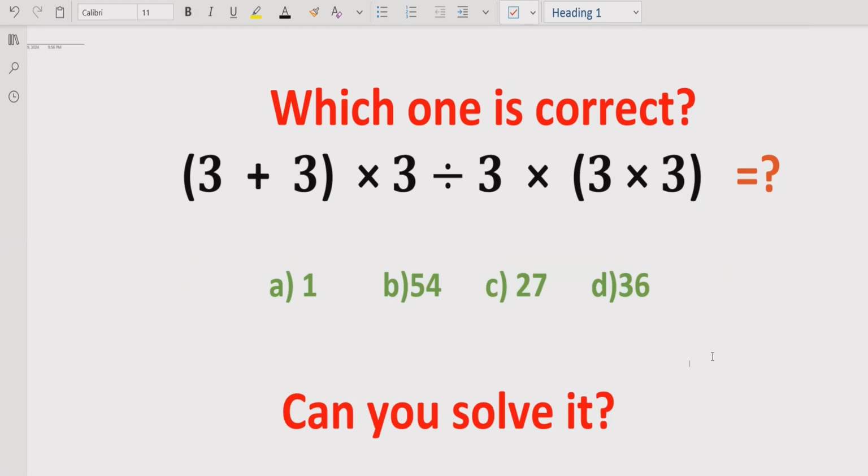Here we have four answers in the answer list. So we have to solve and find out which answer is correct.